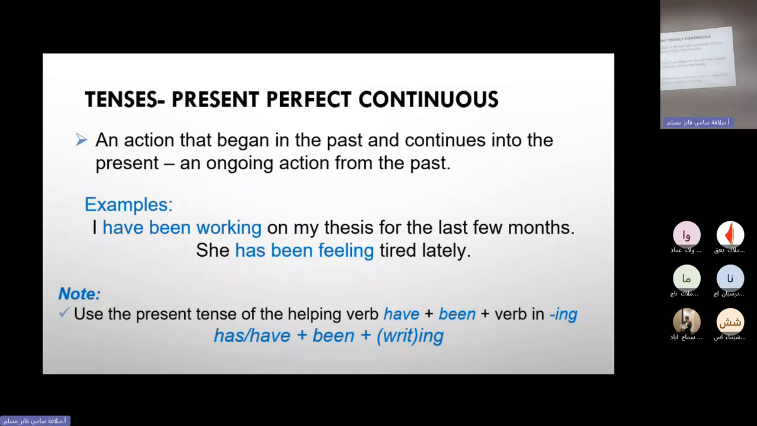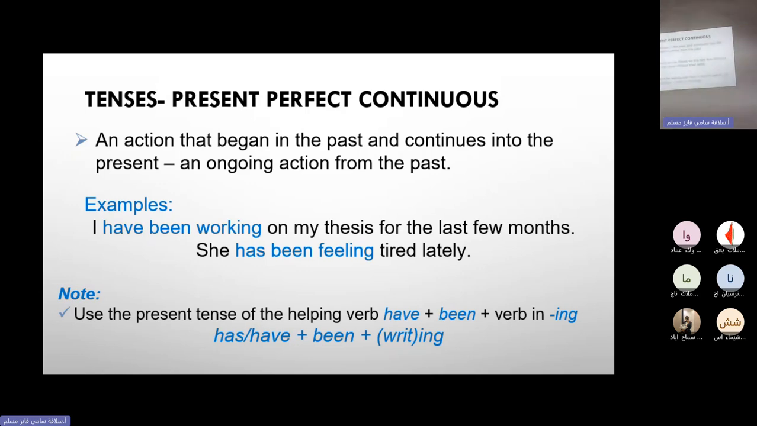With this we have finished the simple, the continuous, and the perfect. Now we have the last one, which is the perfect continuous. Okay? With the present. When do we use the present perfect continuous? We use it for an action that began in the past and continues into the present, an ongoing action from the past. Okay?